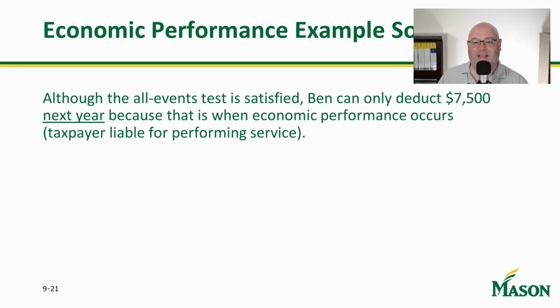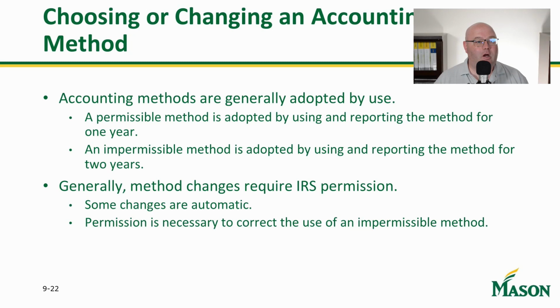Again, smiley face. All right, so choosing or changing a method. Methods are generally adopted by use. So the permissible method is adopted by using and reporting it for 1 year. An impermissible method is adopted by using or reporting the method for 2 years.